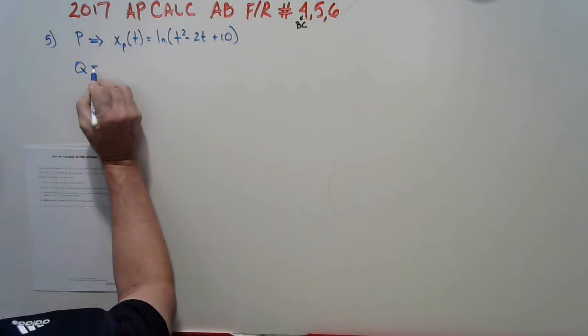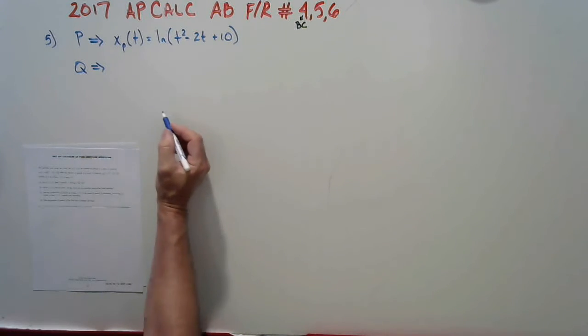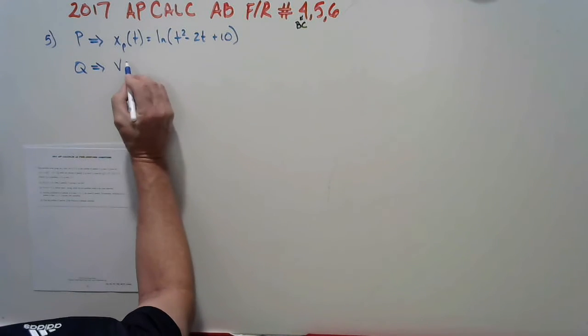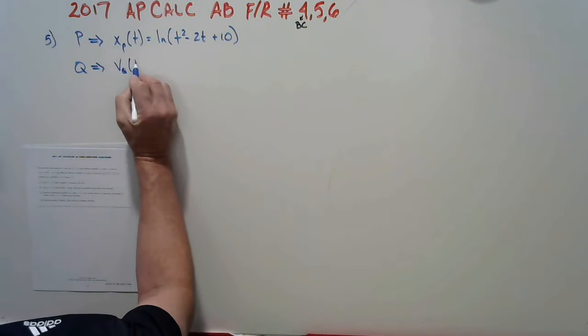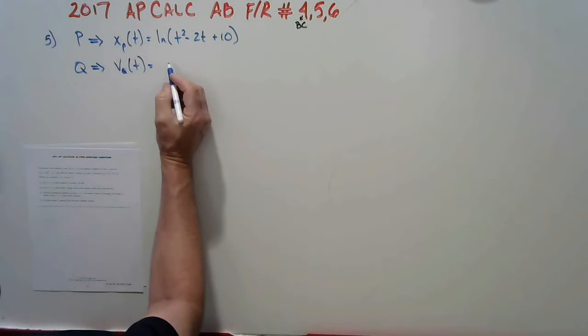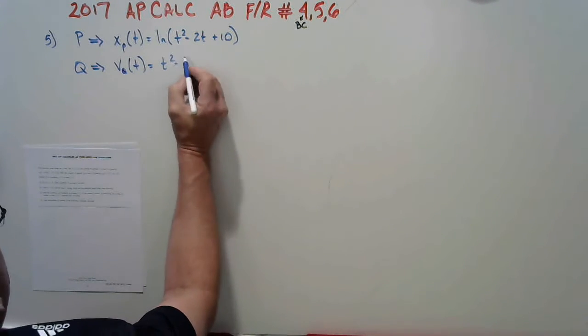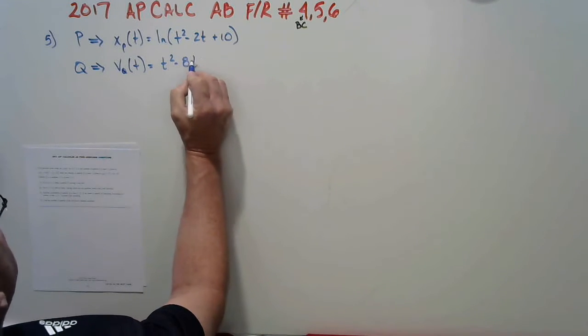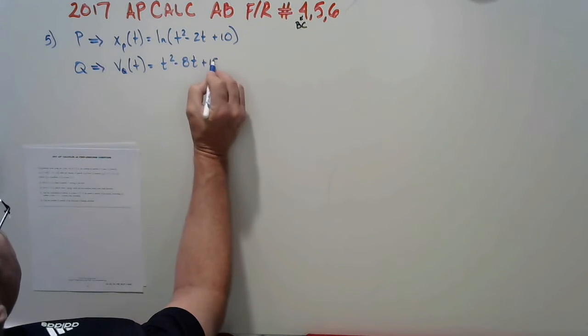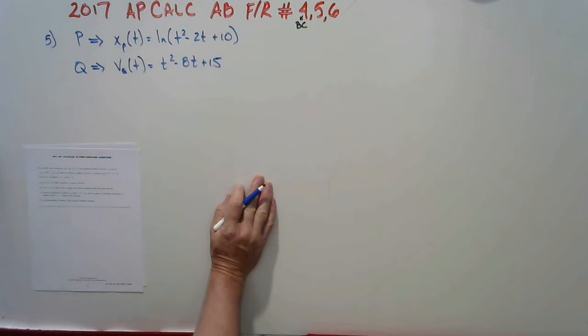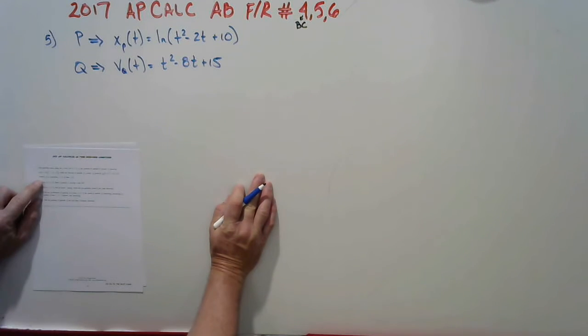Then we have particle Q. Now, what do we know about particle Q? We don't know its position. We know its velocity, and its velocity is given by t squared minus 8t plus 15. Now, we don't know where particle P is. They don't tell us any information about that.